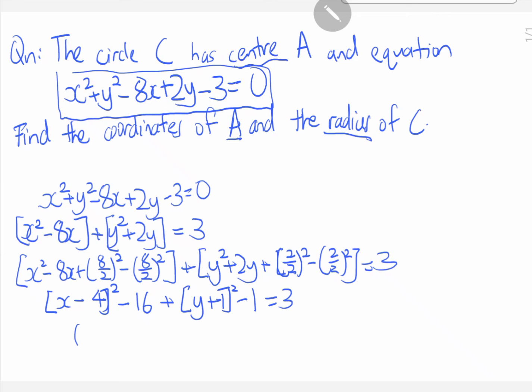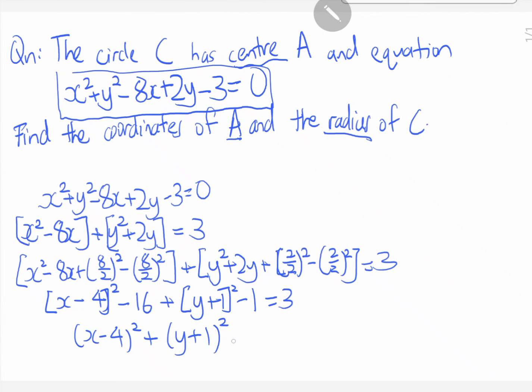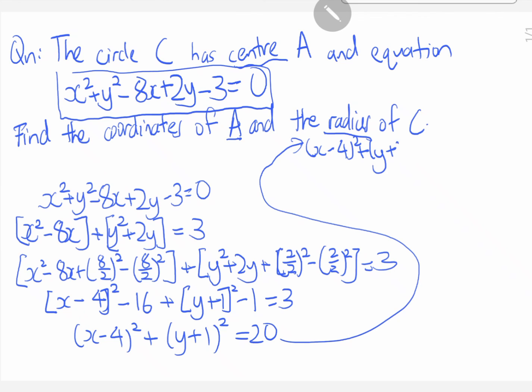So from here, (x minus 4) squared plus (y plus 1) squared equals 20. Now let's continue from here. So let's shift this up. Here we have (x minus 4) squared plus (y plus 1) squared equals 20.